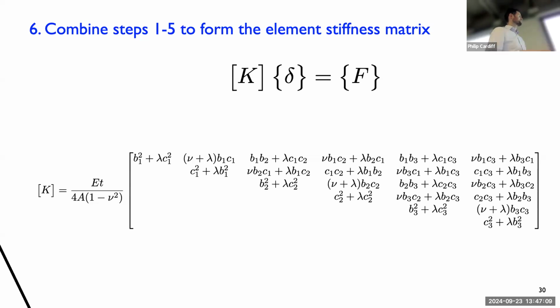There's a lambda here as well. That's just another material property that's a function of E and nu. This is called the second Lamé parameter, and it's just a function of E and nu. It's just easier to introduce that, otherwise you get a more complicated form here in terms of E and nu.